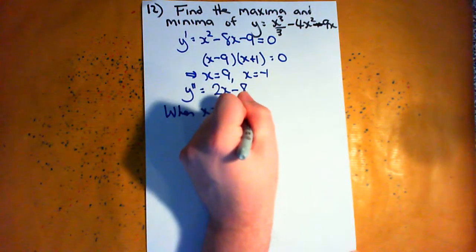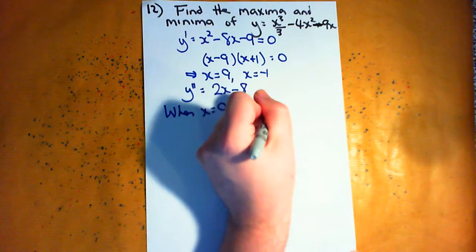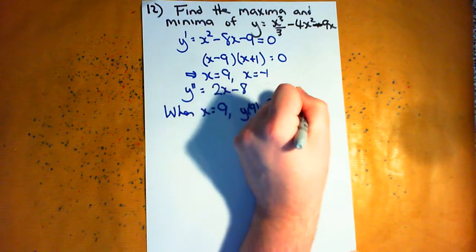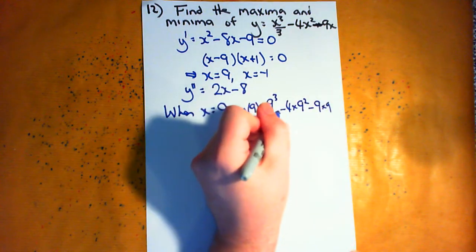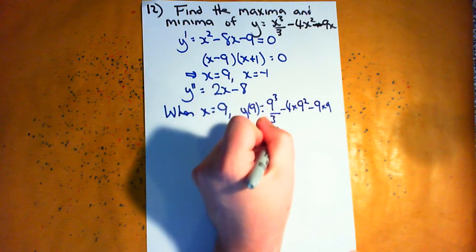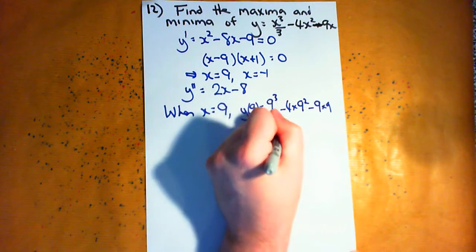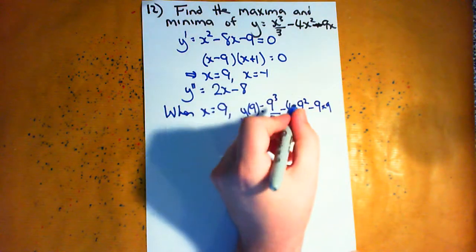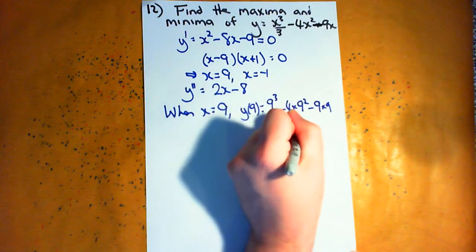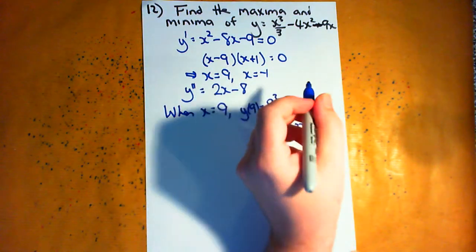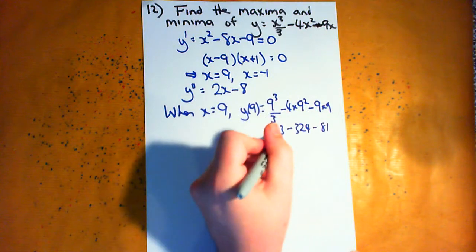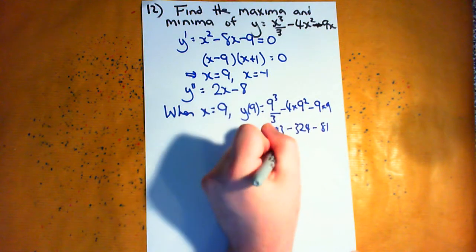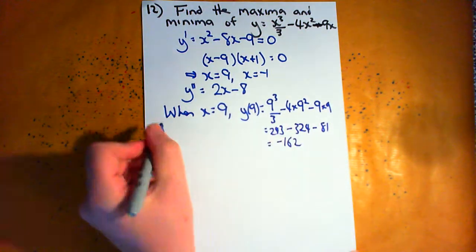y of 9 equals, we're substituting 9 into the original, we get 9 cubed over 3 minus 4 times 9 squared minus 9 times 9. So 9 cubed is 729, over 3 is 243. Minus 4 times 9 squared, well that's going to be 4 times 81, which is 324, minus 9 times 9, which gives us 81. So we've got 243 minus 324, which is minus 81. Minus 81 is negative 162.